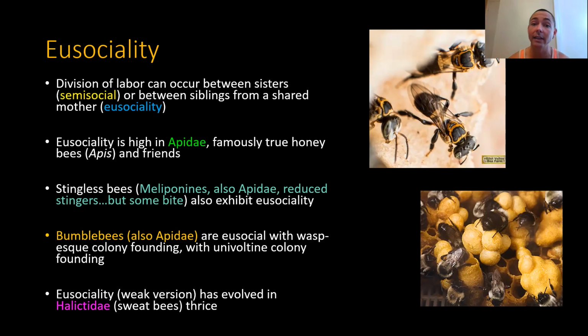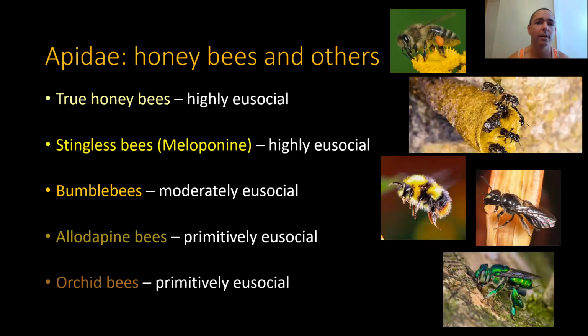Eusociality has evolved, at least at weak levels, at least 3 times in the halictid sweat bees, and that's notable. So if you're interested in what causes the evolution of eusociality, you want to have multiple independent origins and be able to link environmental features with those origins to be able to say this kind of environment reliably produces eusociality in closely related taxa. So sweat bees have been a nice model for that because they've conveniently evolved eusociality many times, at least thrice.